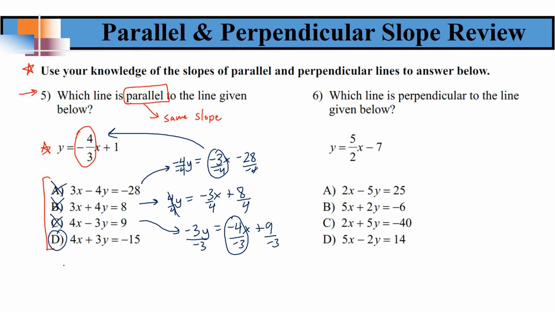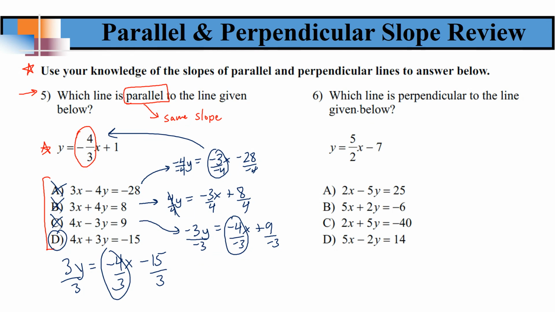And we can confirm that. If you subtract 4x from both sides, you'll have 3y equals -4x minus 15. Divide by 3, there's the slope we were looking for. Okay? So keep that in mind.